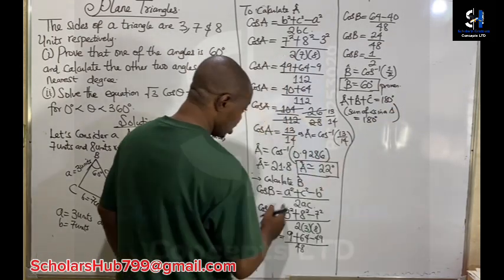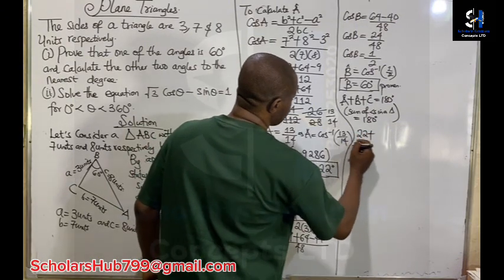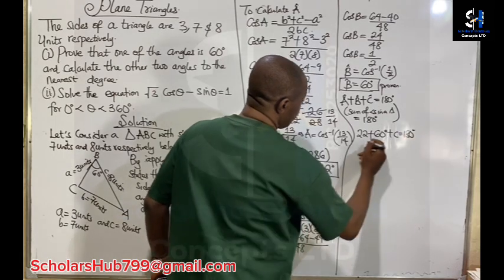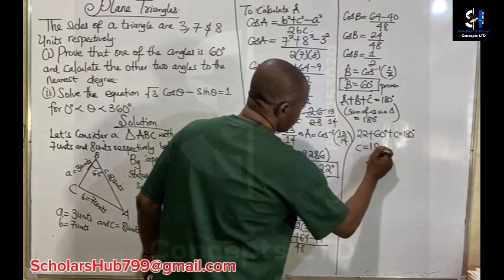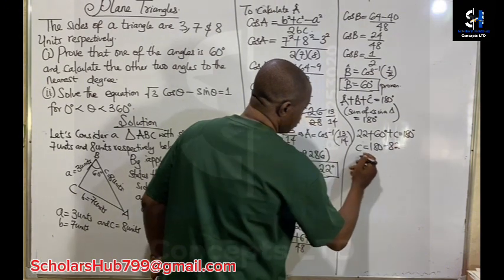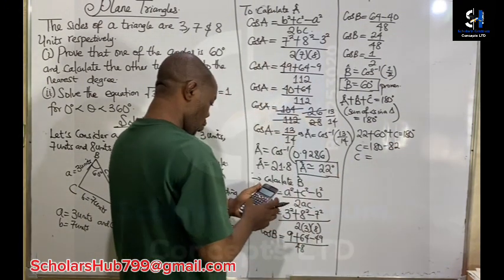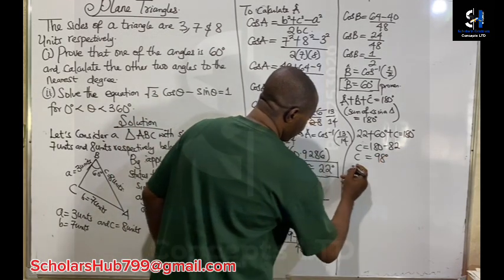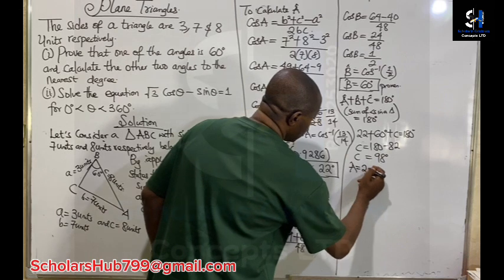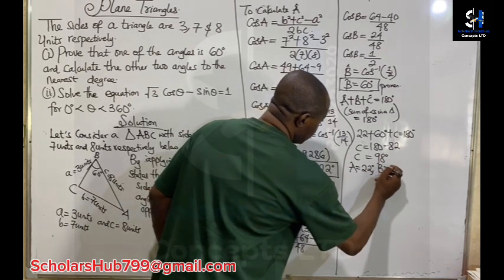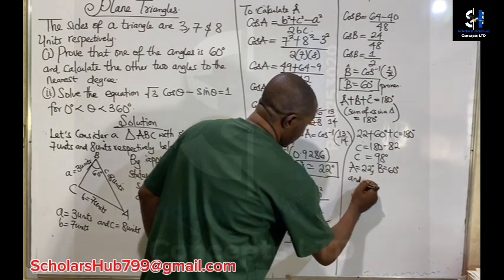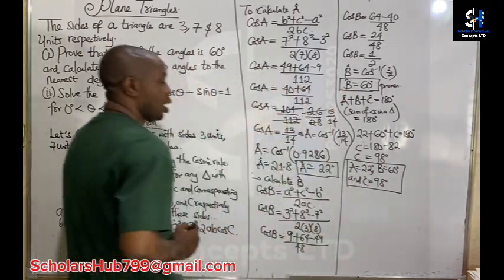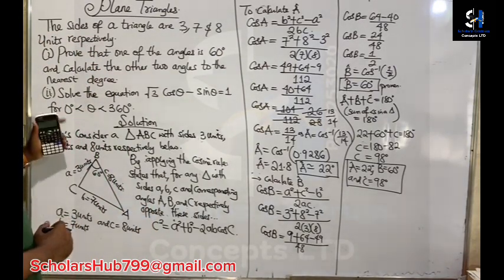So angle A is approximately 22 degrees. Angle B is what? 60 degrees. Then angle C equals 180 minus 82, that will be 98. So we have angle A to be 22 degrees, angle B to be 60 degrees, and angle C to be what? 98 degrees. And that's for question 1, Roman numeral 1.